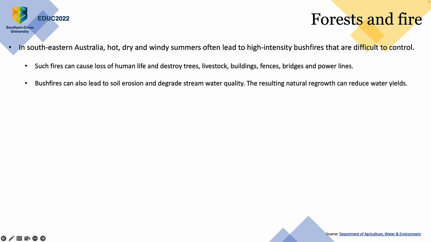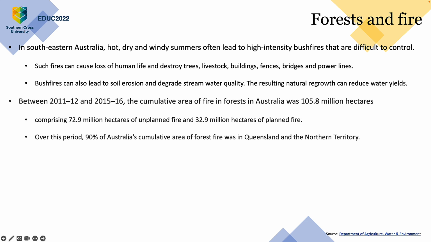All right, so bushfires. They can cause loss of human life and destroy trees, livestock, buildings and power lines, but also lead to soil erosion and degrade water quality. And also the natural regrowth can reduce water yields as well. So they have fairly massive impacts.